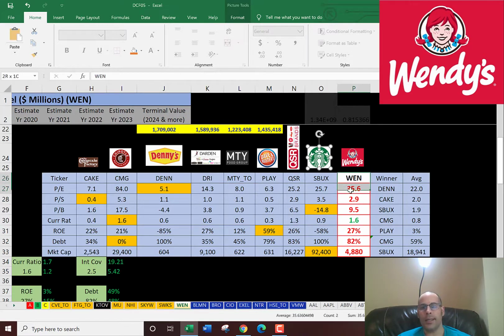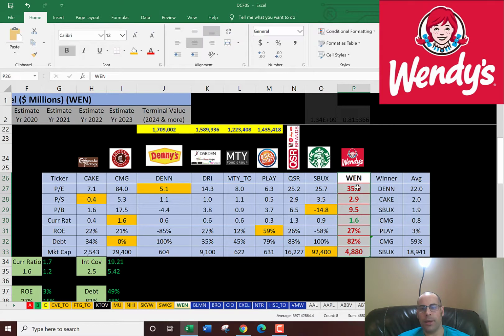So Wendy's is the video we're doing, and if the number's in red, they're worse than the average. And if it's in green, they're better than the average. And they're almost all red. So obviously, it's an indicator that it's an overvalued stock because they're not even doing well against their peers either. And if the number is in orange, that means they're the best in that category. So Denny's has the best PE at 5.1. Wendy's has the worst PE at 35.6.